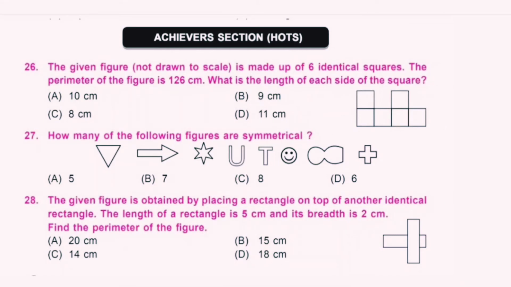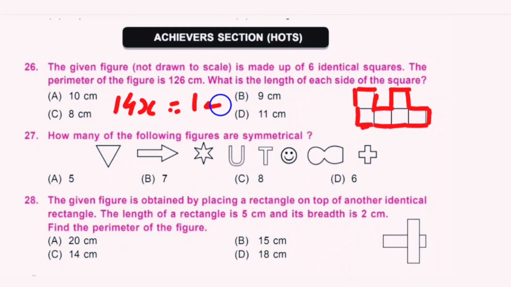Question number 26. The given figure made up of 6 identical squares. The perimeter of figure is 126 cm. What is the length of each side of the square? For perimeter, we add each side. If this one side, we take it as x. This is 1x, 2x, 3x, 4x, 5x, 6x, 7x, 8x, 9x, 10x, 11x, 12x, 13x and 14x. So 14x is equal to perimeter.